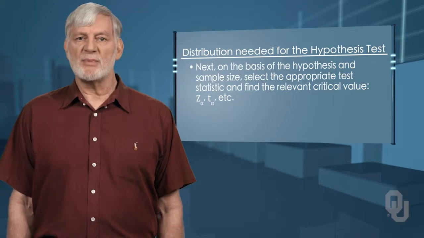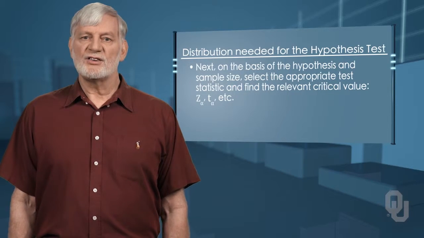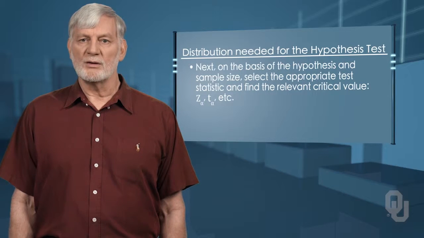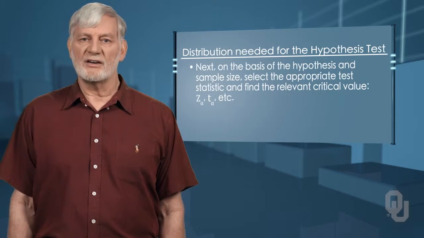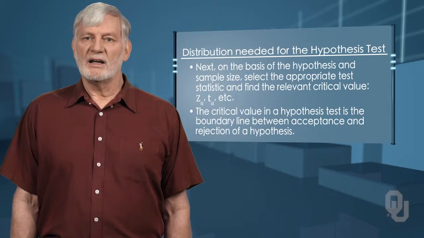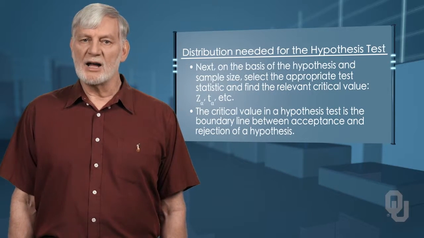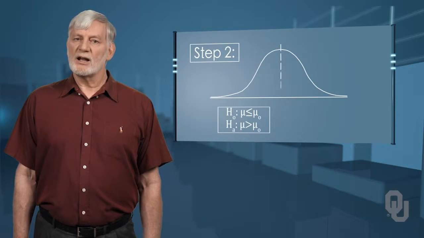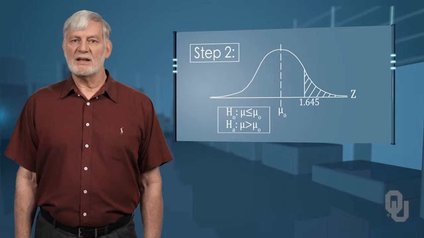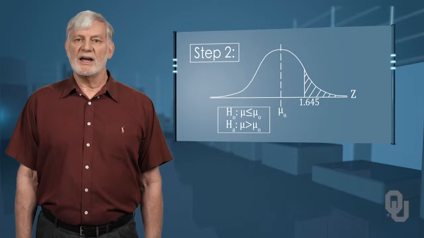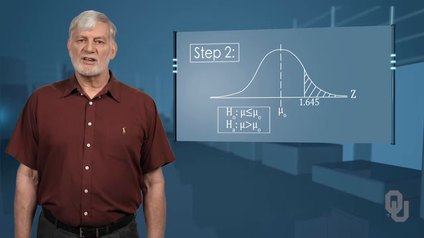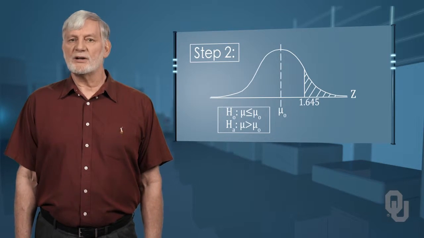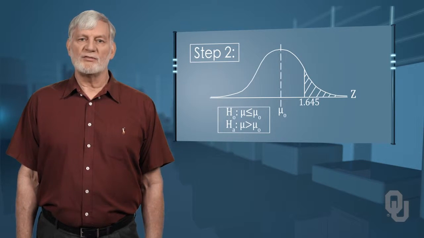Next, on the basis of hypothesis and sample size, select the appropriate test statistic and find the relevant critical value, Z alpha, T alpha, etc. The critical value in a hypothesis test is the boundary line between acceptance and rejection of the hypothesis. Drawing the relevant probability distribution and marking the critical value is always a big help. In this example, the confidence level is set at 95%, and so the critical value is 1.645.